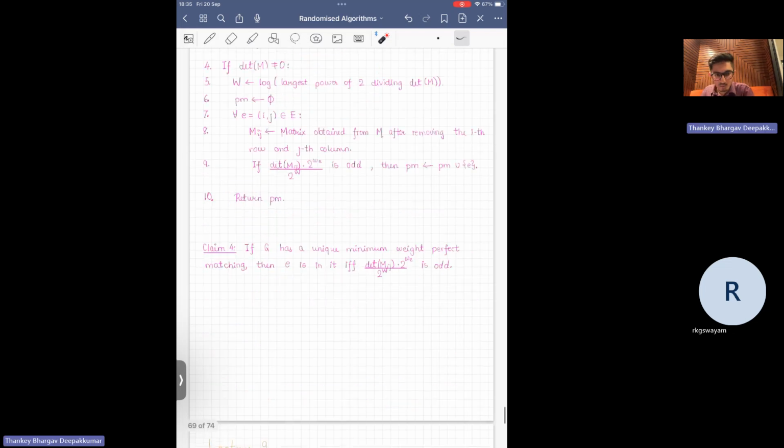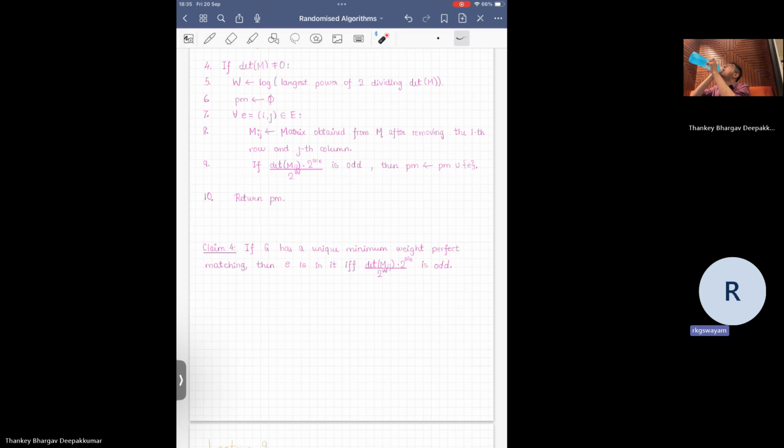We haven't proved claim 4, but claim 4 shows that if you perform this check, then you are fine. Then you are adding edges from only one perfect matching. So is this fine?